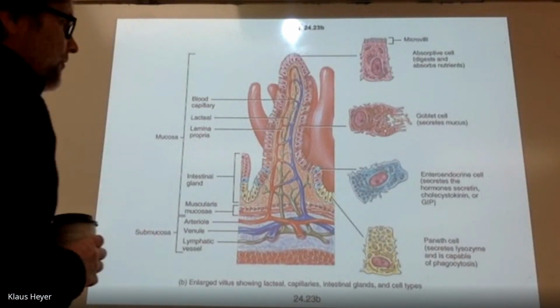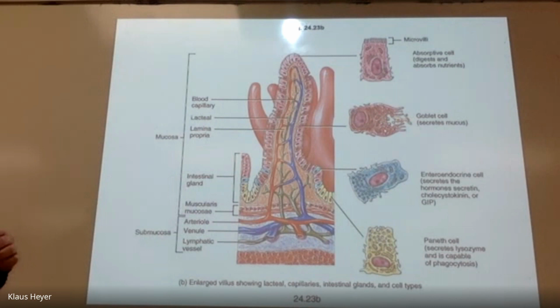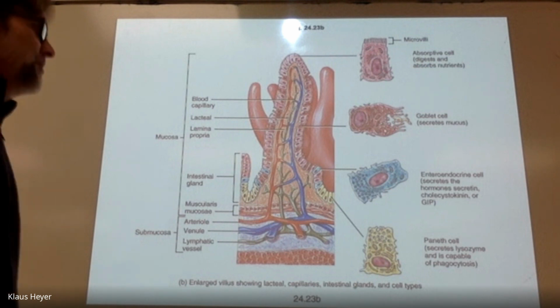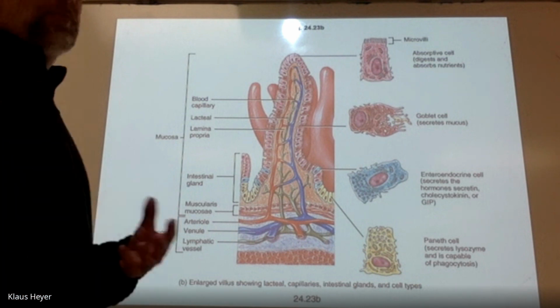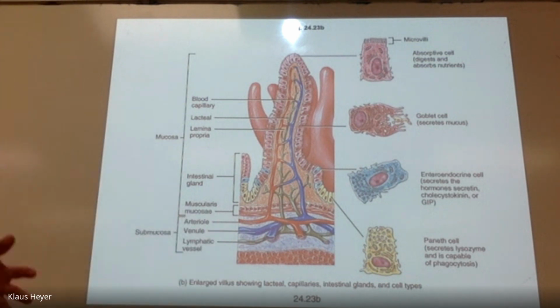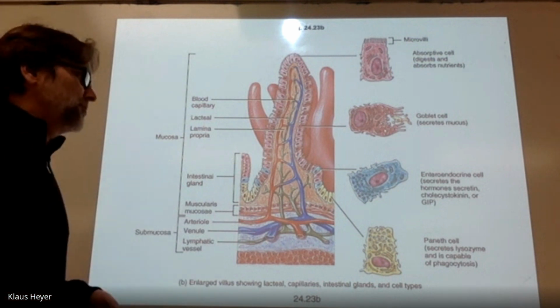This was the last thing we talked about. We discussed what the function of the small intestine is and how the small intestine is adapted to perform that function. The function of the small intestine is absorption, although there is some chemical digestion, but it's absorption.